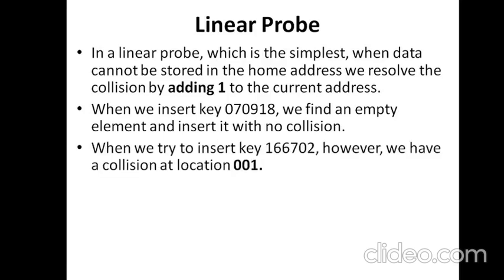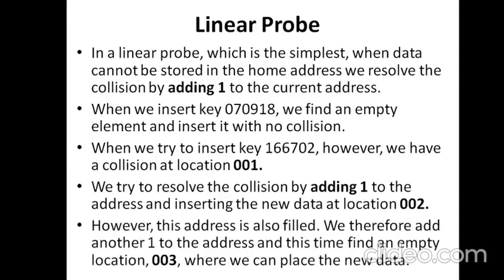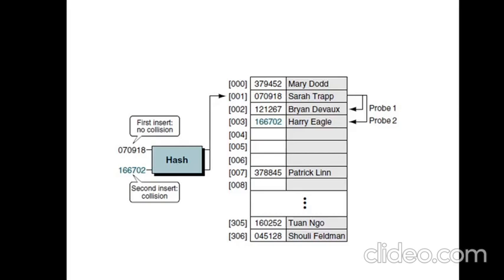But when we want to insert one more element, we find a collision at 001. We assume that 001 was the address of the previous key. When there is a collision, the data is stored at 002. In case 002 is also occupied, then we add one more 1 and try 003 and so on. You can clearly see that this will lead to primary clustering, and that is what is indicated in this example.